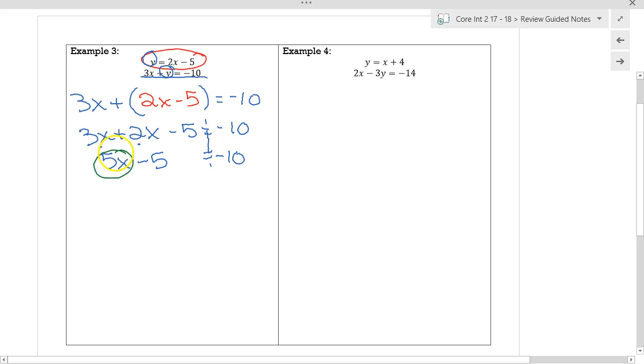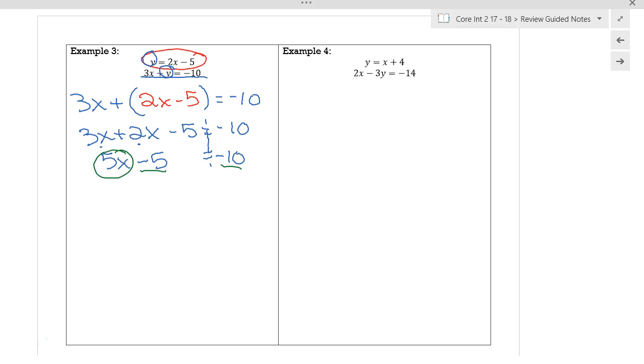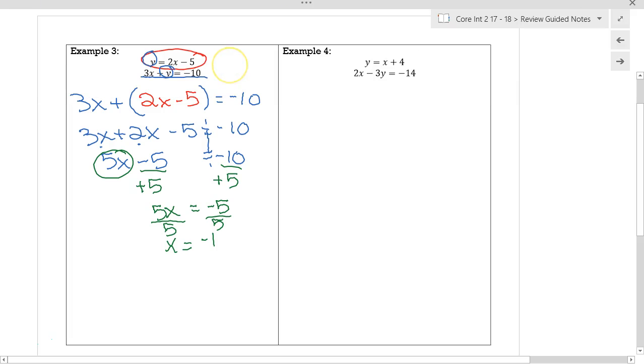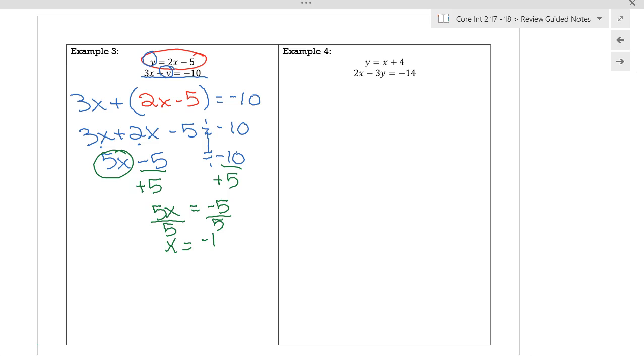Okay, so all my variables on the left side, all my coefficients on the right side. So I need to add 5. So 5x equals negative 10 plus 5 is negative 5. Then last step, divide everything by 5. X equals negative 5 divided by 5 is negative 1. And that part is just doing what we did in our last envelope. A lot of these things will build on top of each other.